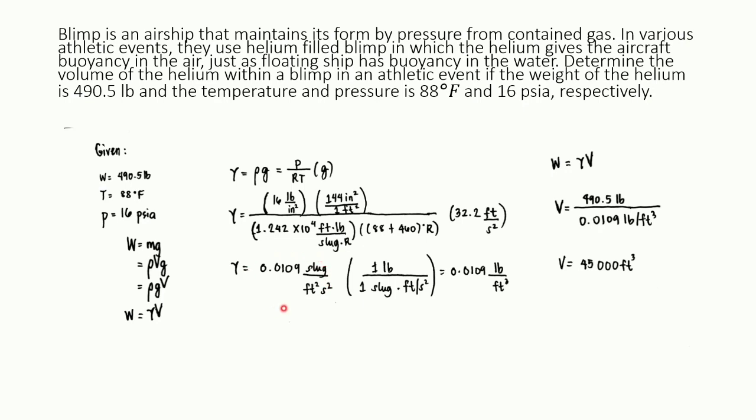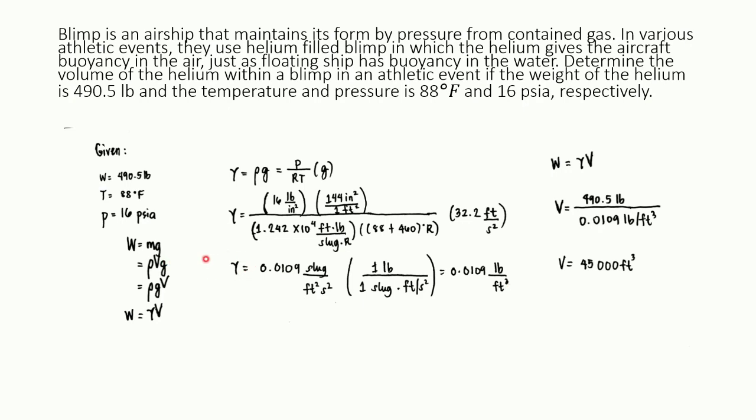But we all know that the unit for specific weight is pound per cubic foot. And we know that 1 pound is equivalent to 1 slug foot per square second. So we can cancel out the slug and the squared second, and we will get that our specific weight is 0.0109 pounds per cubic foot.